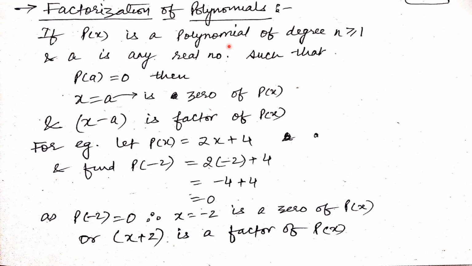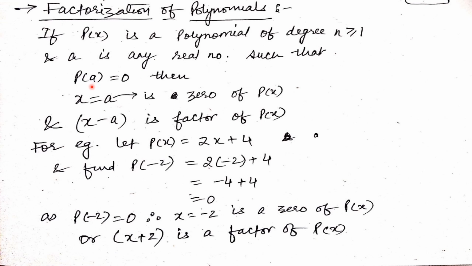Now, if Px is a polynomial of degree n greater than or equal to 1 and a is any real number such that when we find P of a, we get 0 as the answer. In that case, we can say that x equal to a is a 0 of Px. This is what we have been doing till now. Whenever we put a number in the polynomial and we get 0, we say that number we have put is the 0 of the polynomial. Don't get confused with the language of the definition. Just understand what we have done. It is simple. It is the same thing in written form.